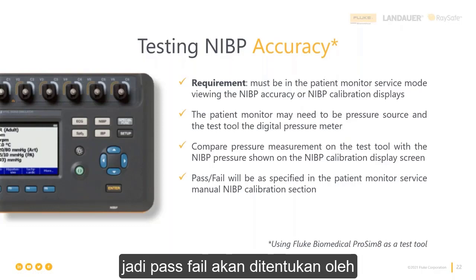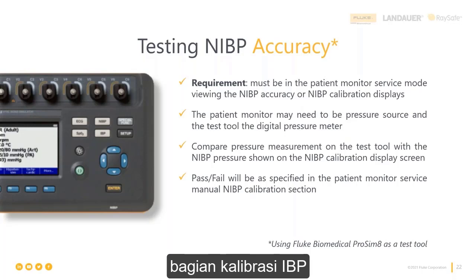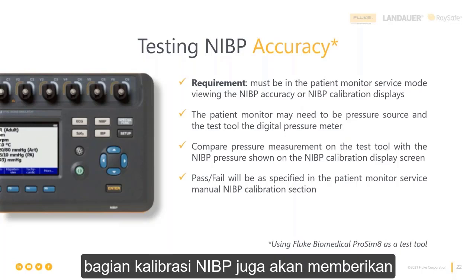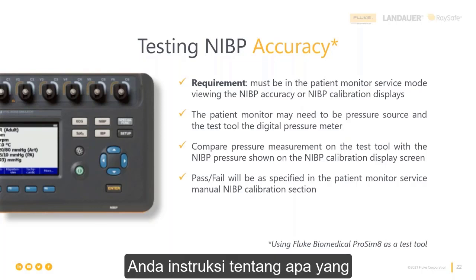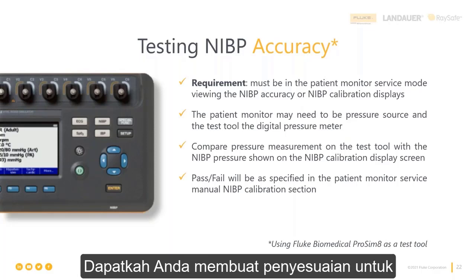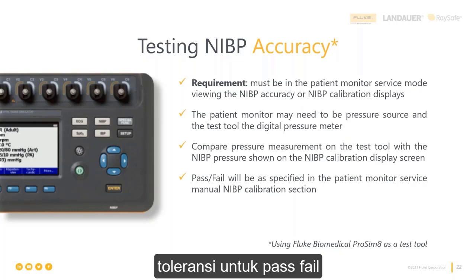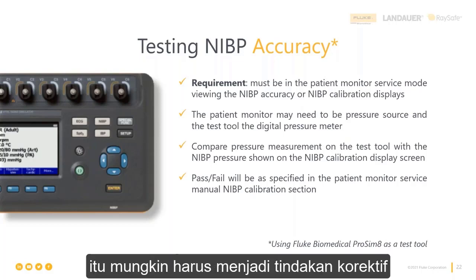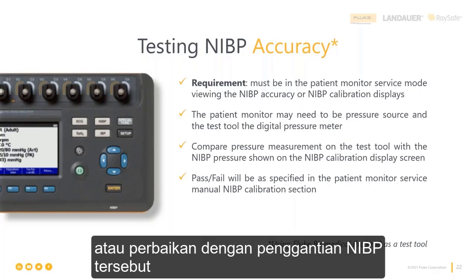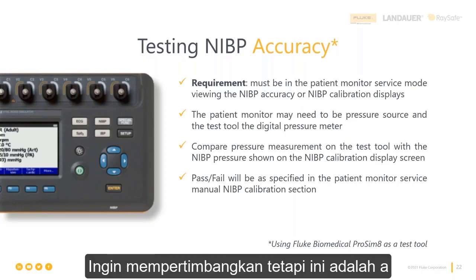So the pass-fail will be specified by the patient monitor service manual, NIBP calibration section. And if it fails the test, the NIBP calibration section will also give instructions about what corrective action you could take. Can you make an adjustment to that system that allows it to come back into tolerance for pass-fail? If it doesn't, it may have to be a corrective action or repair by replacement of that NIBP module or subassembly. So there's all of these things that you want to consider.